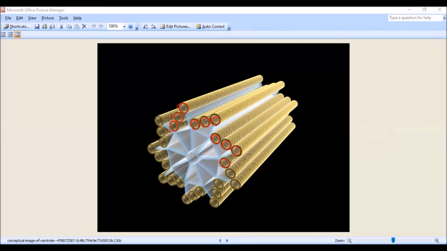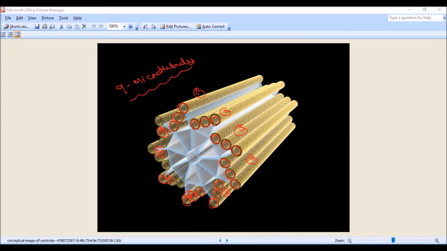There is presence of triplet microtubules. So how many triplet microtubules are there? There is presence of 9 triplet microtubules. This is 1, this is 2, this is 3, this is 4, this is 5, 6, 7, 8, 9. There is presence of 9 microtubules.